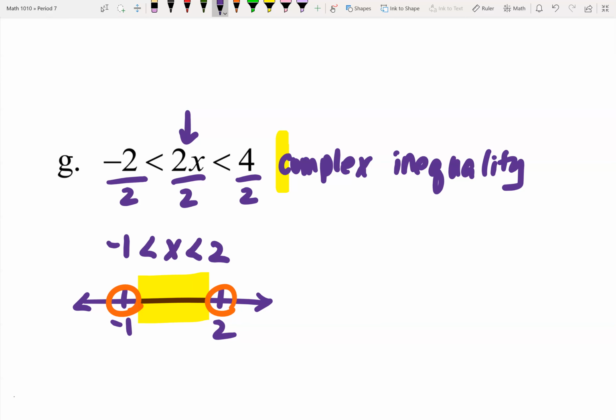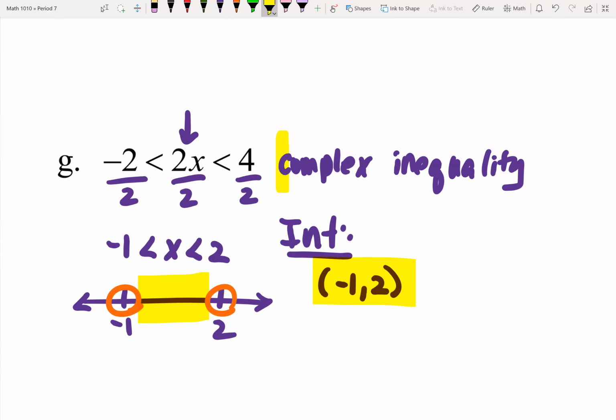That's the beautiful thing. Okay, so everybody write interval form. Look at your number line. From left to right, it goes from -1 with a parenthesis to +2 with a parenthesis, and you're done.